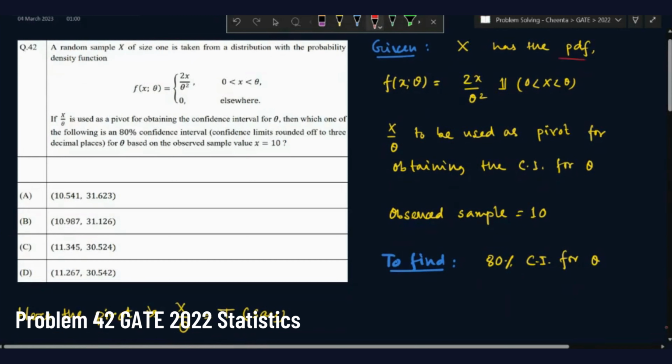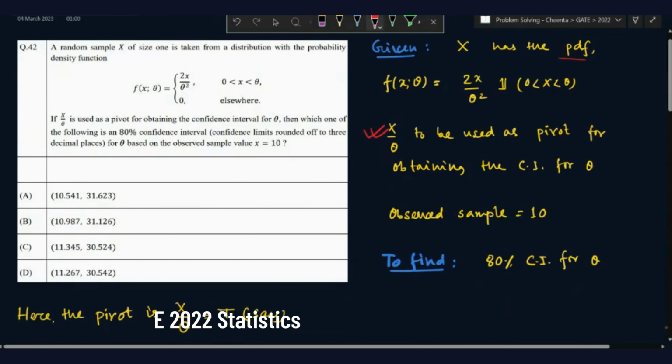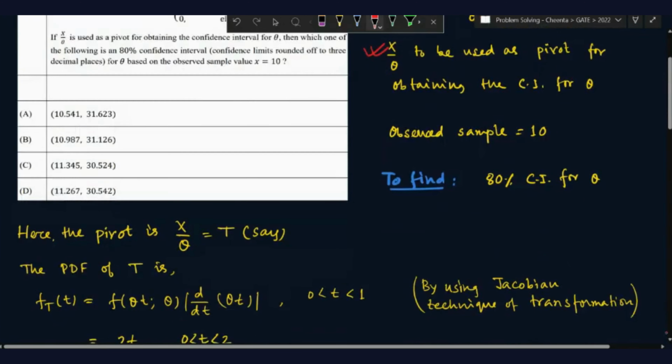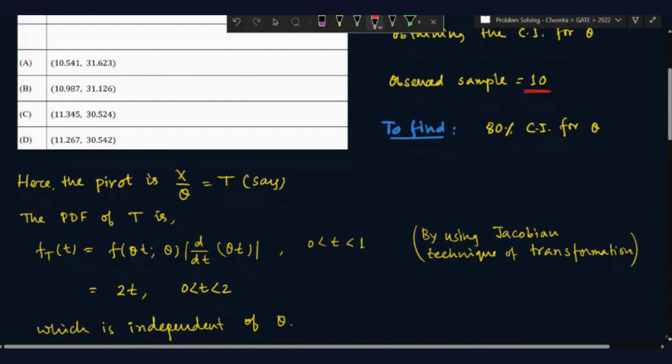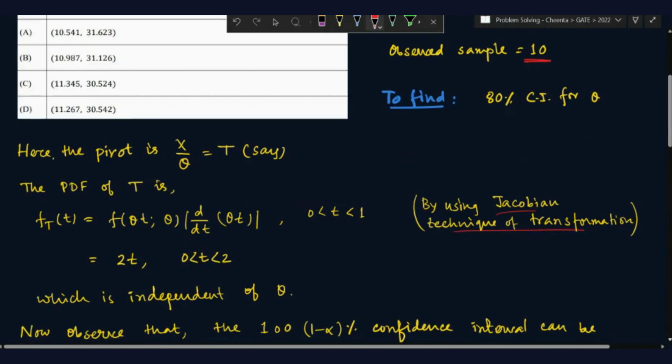So X has the PDF 2x by theta square, indicator of 0 less than x less than theta. X by theta is to be used as pivot, and the observed sample is given as 10. So let us consider t equal to X by theta. The PDF of t can be obtained by using the Jacobian technique of transformation. It is f of theta t, into d dt of theta t, which is the following formula.